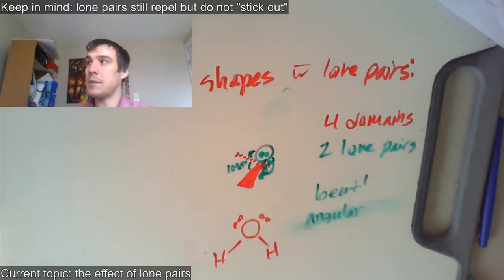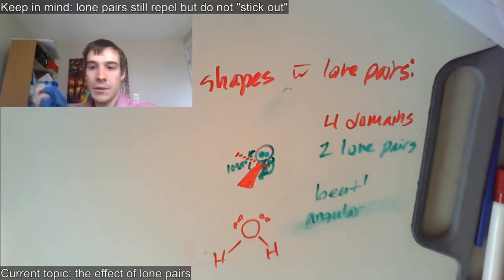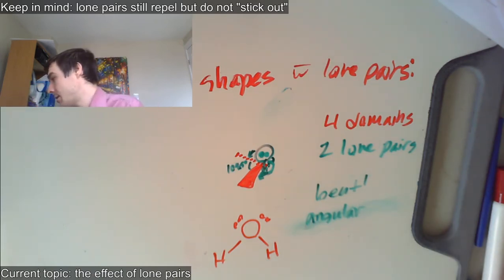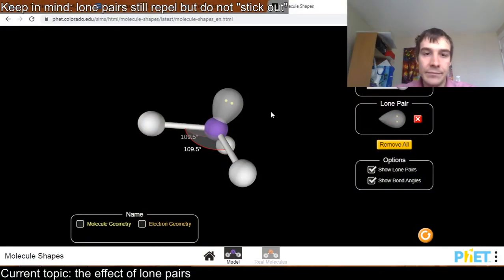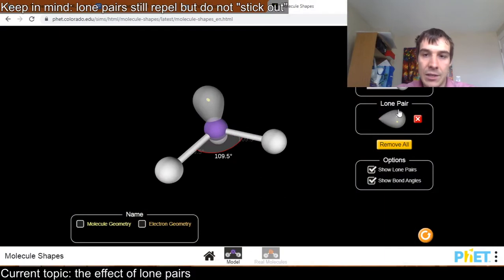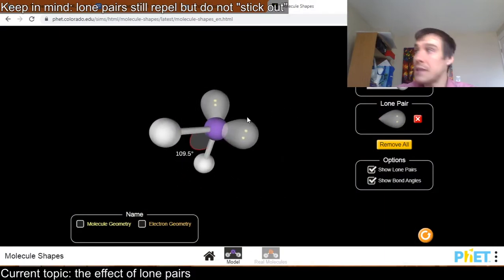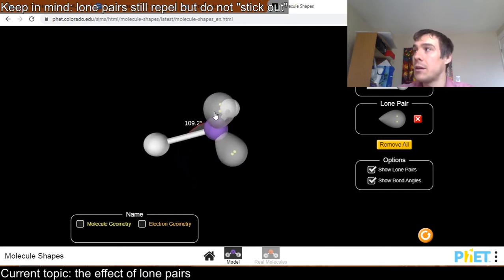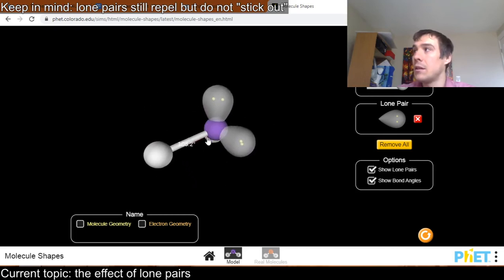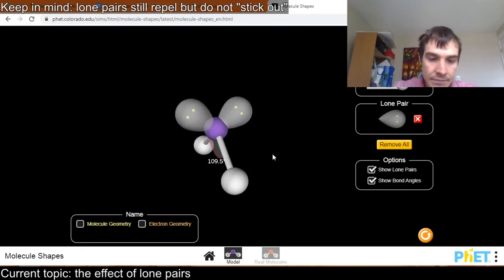And that's what gives it its properties. It gives it its polarity, makes it a liquid at room temperature, and so on and so forth. So that is bent or angular. We can go to our simulation here, take away one of these, add another lone pair, and there's your bent. It's still making a tetrahedron, it's just that two of the things in the tetrahedron are lone pairs. And I can move the lone pair, and it'll adjust accordingly. So that's bent.